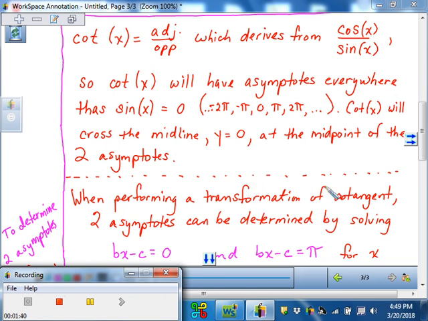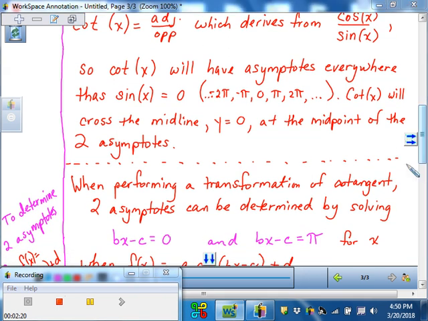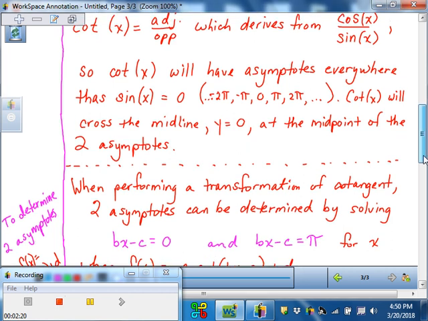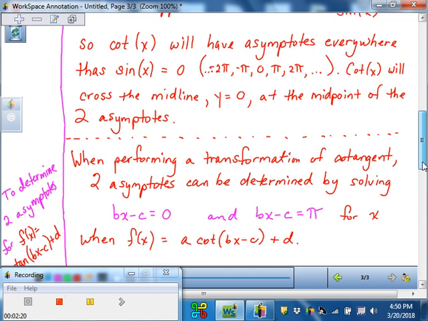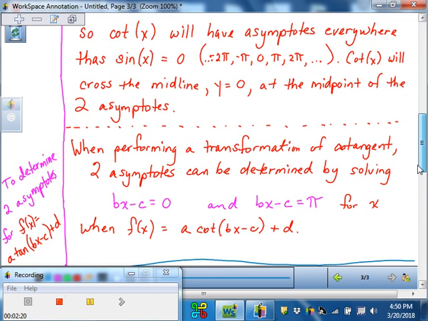Now, when performing a transformation of cotangent, two asymptotes can be determined by solving bx minus c equals 0 and bx minus c equals pi. Those are the two easiest ones to solve for. And you can find those two asymptotes, and then again, once you find those two, you can continue to find other ones by following the pattern. So if you will pause, finish copying this part of your notes, and then we will look at a couple of examples.